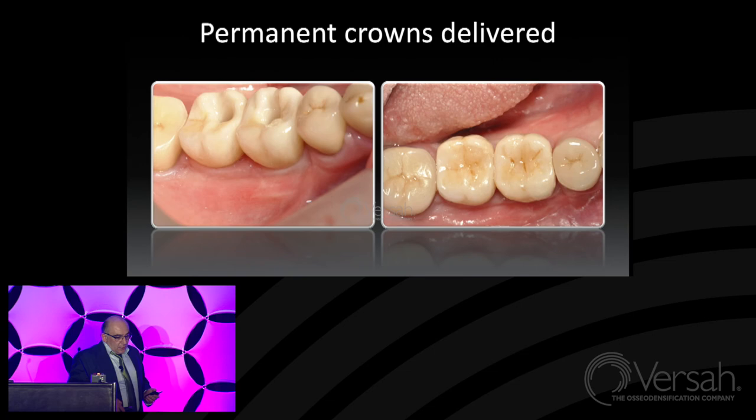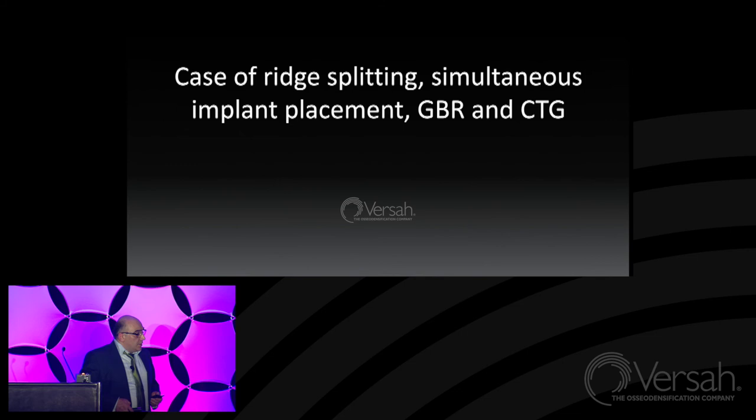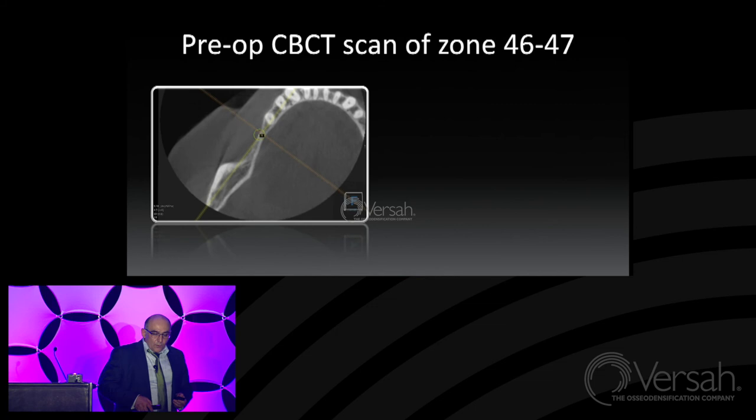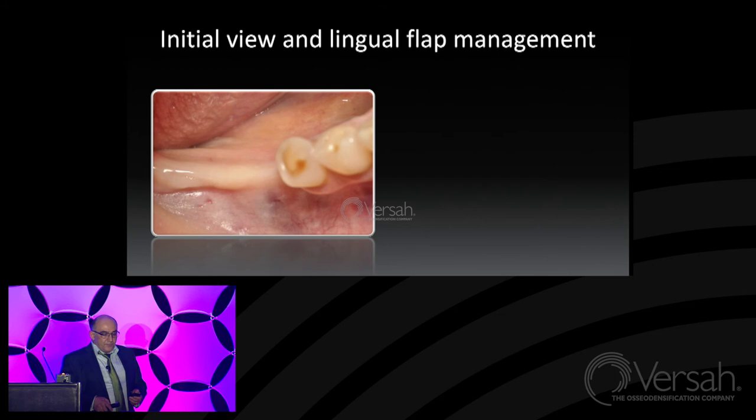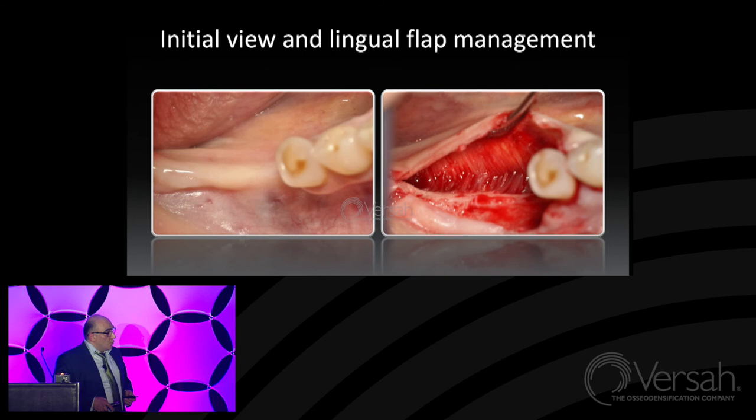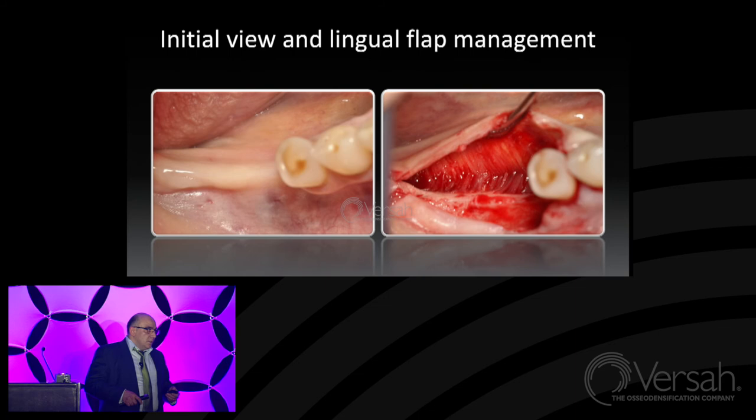So this is another case. What we have is a very narrow ridge at the zone of lower first and second molars, with vertical and horizontal bone deficiency. This is how the ridge looks before the surgery. We raise the vestibular and lingual flap. This is how we make sure that our lingual flap will be mobile enough to make the closure without any tension.